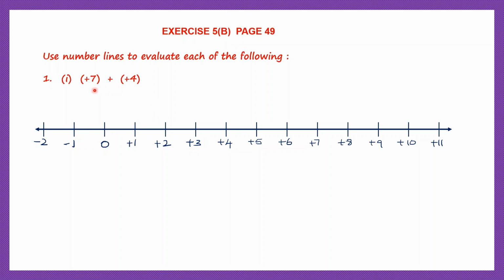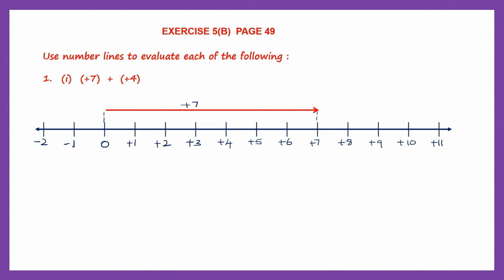Now let's go back to the question and look at the first integer given. It's plus 7. Whatever the first integer is, you start from 0 and go to that integer. So plus 7, where is it? It is here on the right side of 0. So we start from 0 and we come up to 7. Let's do that. We are going to start from 0 and draw a line all the way up to plus 7. So we've got this line and it has come to 7. So we have got plus 7.